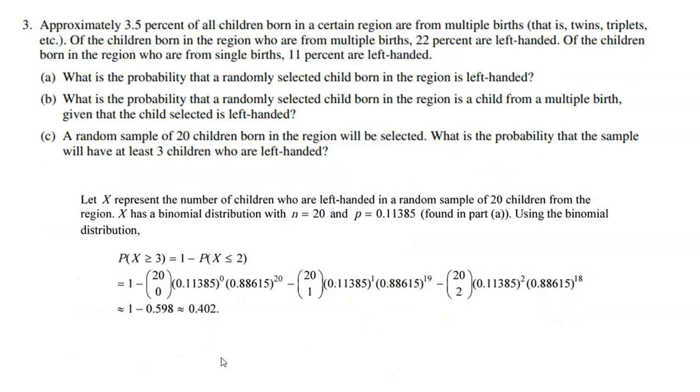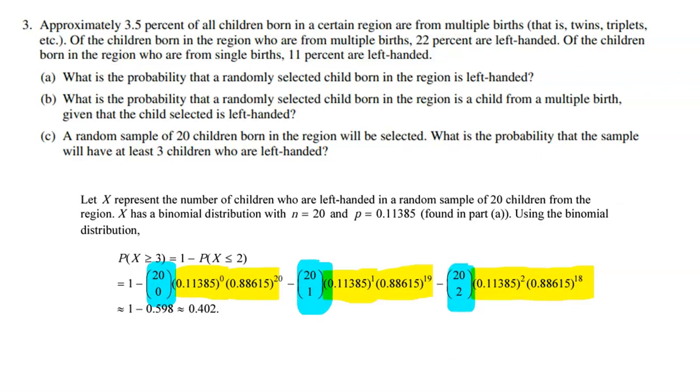So let me just show you that work a little bit neater. So here is that exact work. 20 choose 0, 0 people left-handed, all 20 are right-handed. That's the 0.88615. Then here I have 1 person that's left-handed, 19 that are not. Here's the 2 people that are left-handed, 18 that are not. And remember, these first parts here are simply calculating how many different ways this can happen.